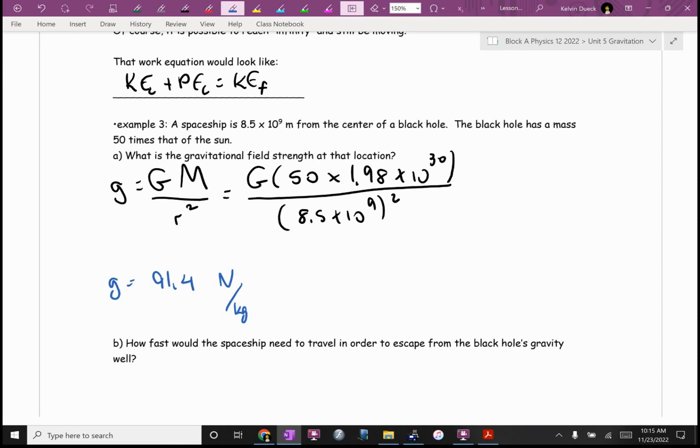I usually use newtons per kilogram when I'm talking about a gravitational field strength, because what this is saying right there is every kilogram is being pulled upon with 91.4 newtons.